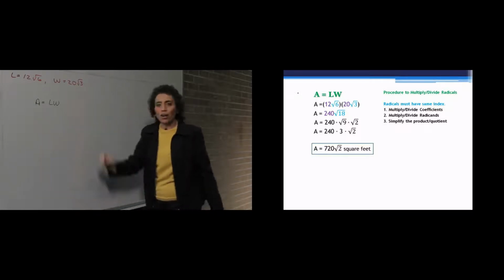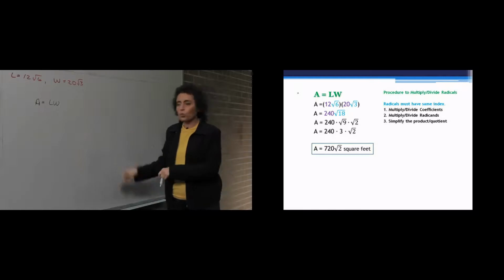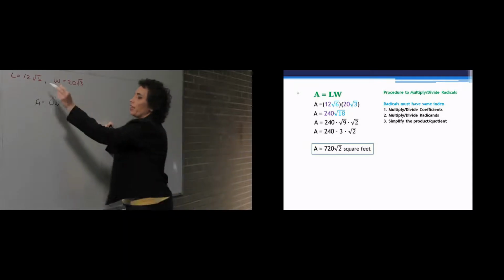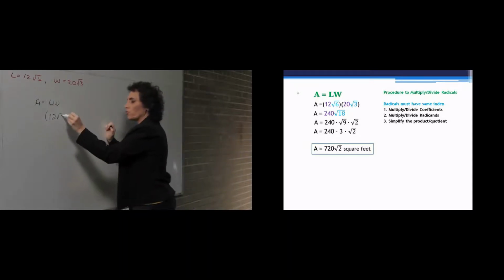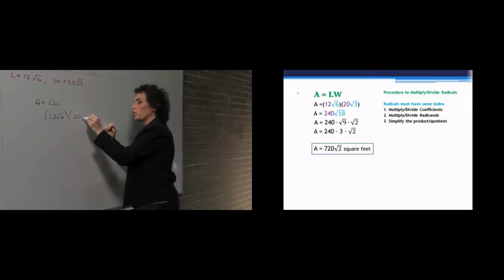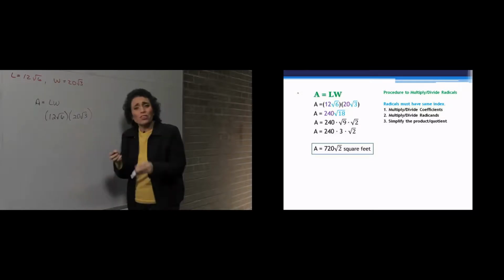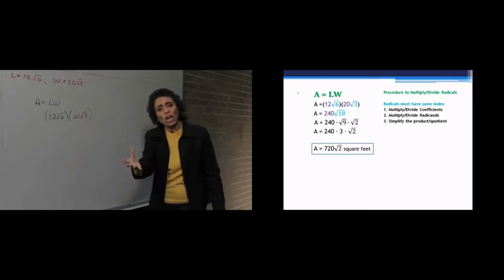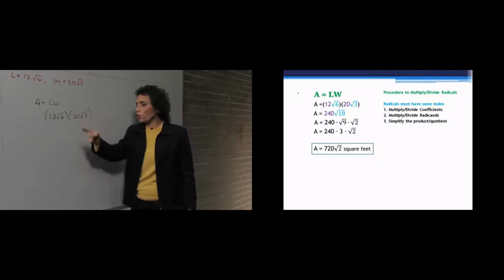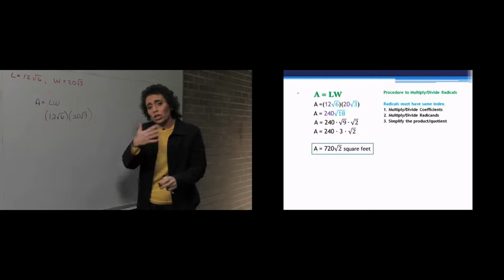No. Okay, at any rate, A equals L times W, and let's just do it. Length is 12 times the square root of 6. Width is 20 times the square root of 3. We really have already been doing these because when we simplified, we kind of told you how to do this. But we're going to go more into it right now.